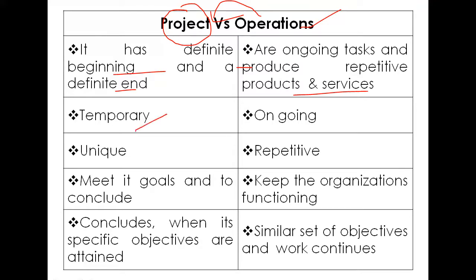The project is temporary; operations are ongoing. The project is unique; operations are repetitive. Operations are common and come into all the projects. Projects meet their goals and conclude, when their specific objectives are attained. Operations keep the organization functioning, with a similar set of objectives, and the work continues.